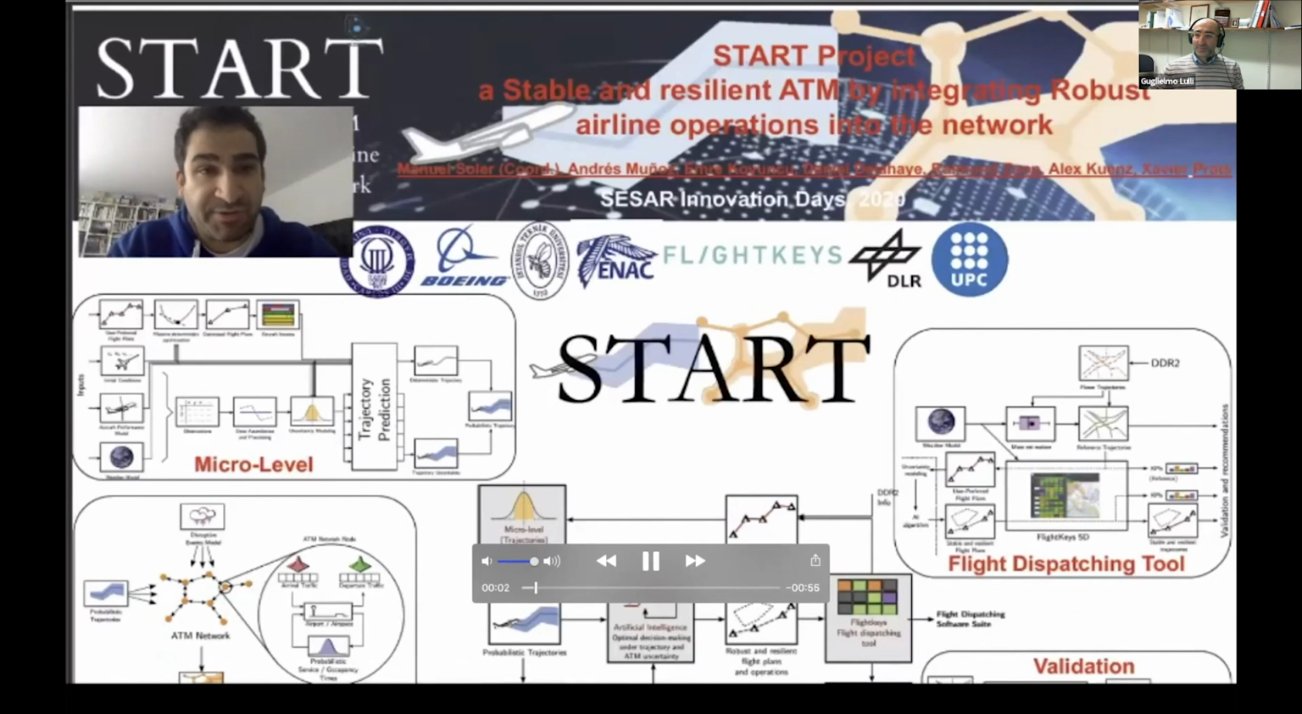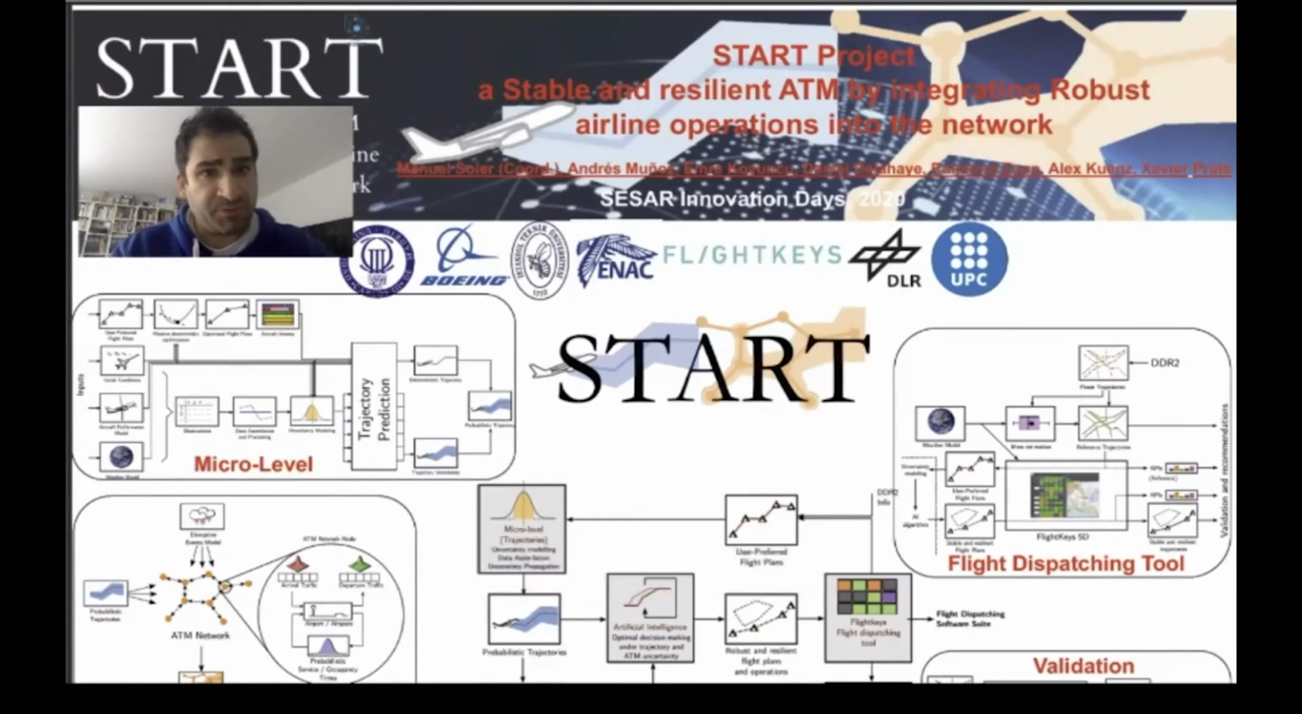Do you want to know how to integrate airline robust operations into the network in a way that the network behaves in a resilient manner? Do you want to know how to take advantage of advanced artificial intelligence methods to do so? Well then, the STAR project is your project. STAR stands for Stable and Resilient Air Traffic Management by Integrating Robust Airline Operations into the Network. The STAR project is coordinated by Universidad Carlos III in partnership with Boeing Research and Development Germany, Istanbul Technical University, ENAC in Toulouse, FlyKeys, Flight Dispatching Company, DLR in Germany, and Polytechnic University of Catalonia. Do not miss the opportunity. Come and visit us in our virtual booth at the SESAR Innovation Days 2020. Thanks very much for that.